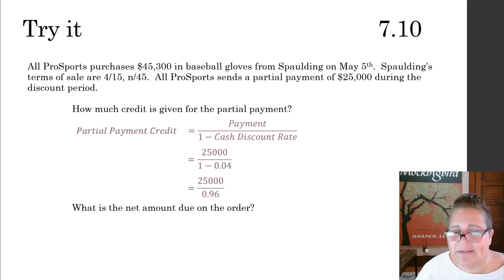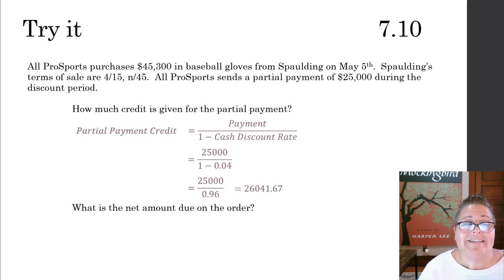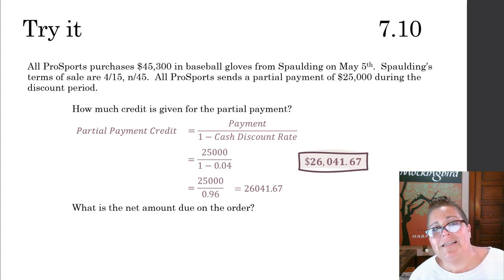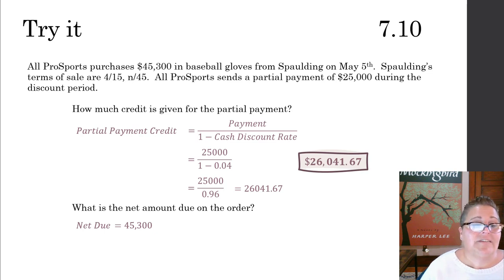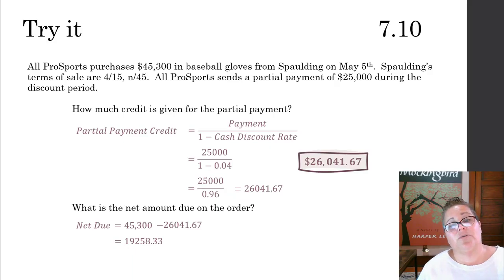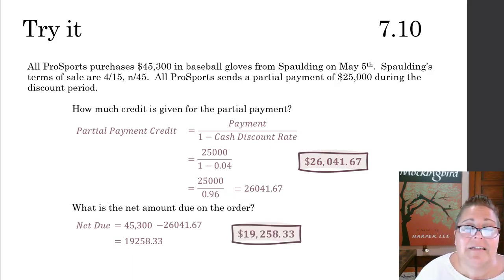I'll need a calculator. It's not division I can do in my head, but if I type that into the calculator, we should get $26,041.67. That credit, the partial payment credit, is $26,041.67. So how much is due on the order? Well, it was $45,300. So if I just take away the $26,041.67, I have $19,258.33 left to pay. And that is my net due.